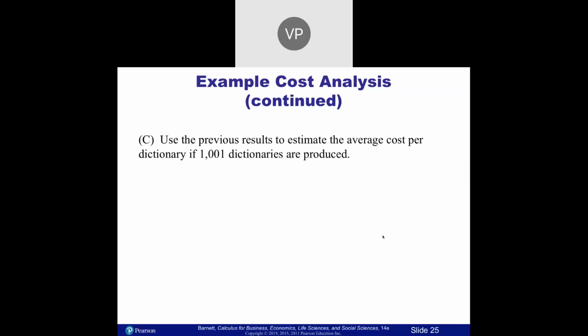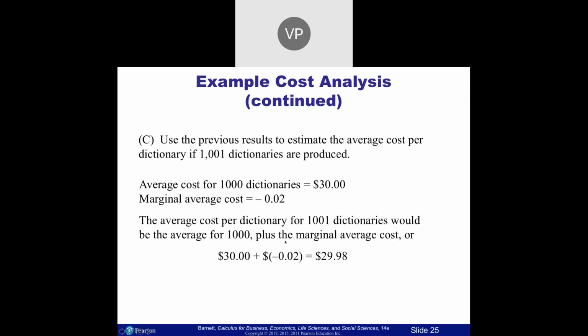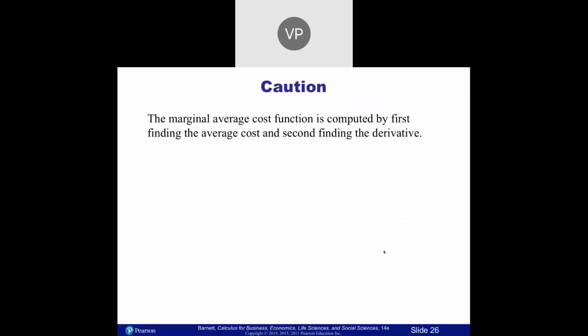All right, so now use the previous results to find the average cost per dictionary if 1,001 dictionaries are produced. Well, remember how that works. The average cost for 1,000 dictionaries is $30, what we did first. The marginal average cost is negative 2 cents, so that's going to estimate that you're going to get a $29.98. Because every one after is going to be 2 cents less. So that's how we get down to this $29.98.